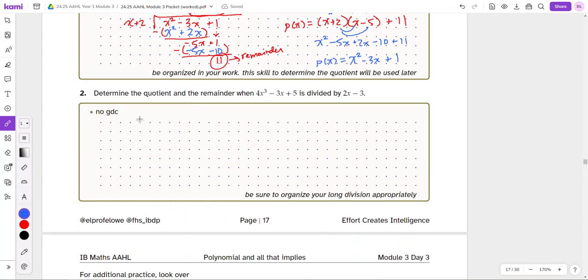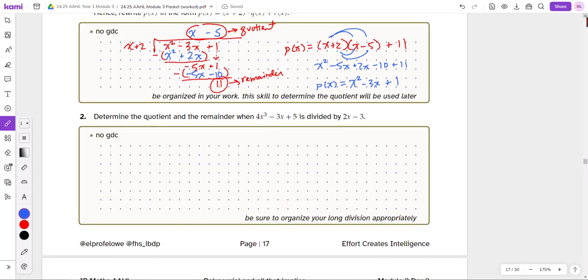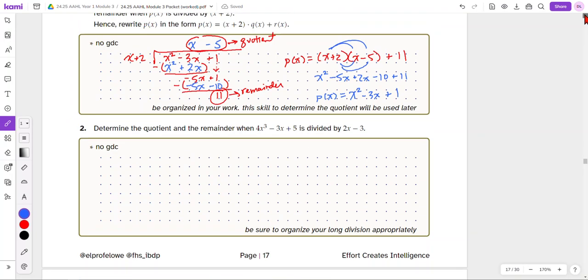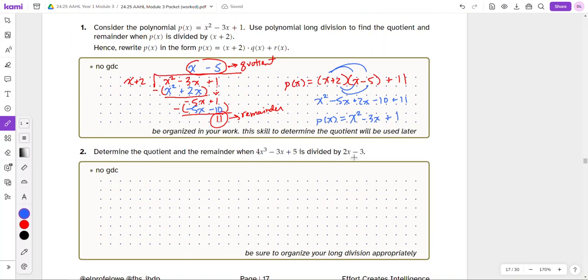Now, let's say that we had this next question that says, hey, find the quotient and the remainder when 4x cubed minus 3x plus 5 is divided by 2x minus 3. So let's set up with our divisor outside here, so 2x minus 3. All right, we have our dividend, we have 4x cubed, and then I'm going to make sure I put a 0x squared to hold this x squared column. Then I have minus 3x and plus 5.